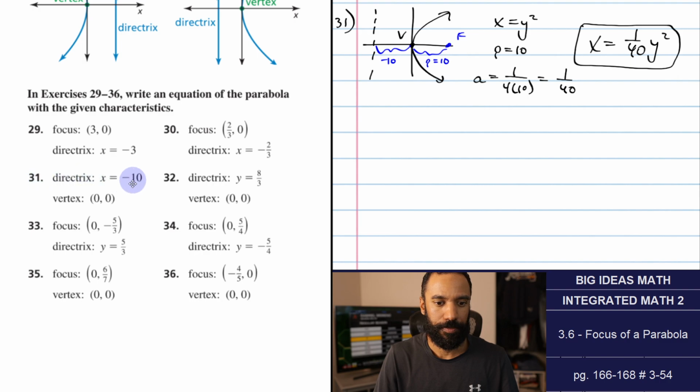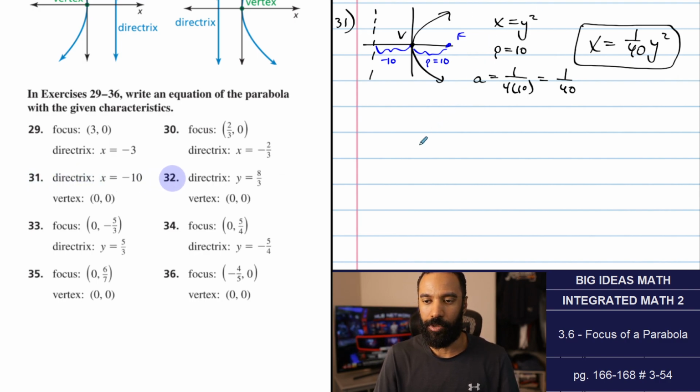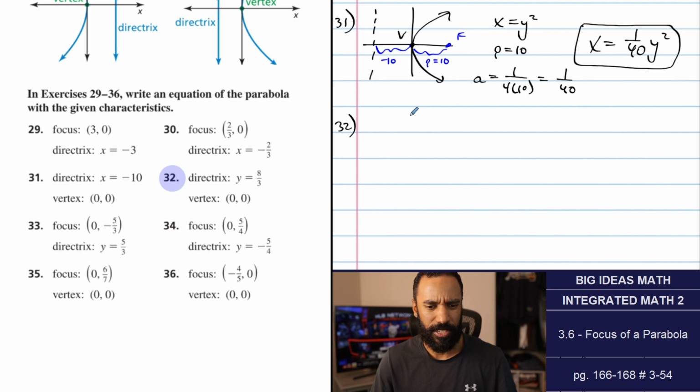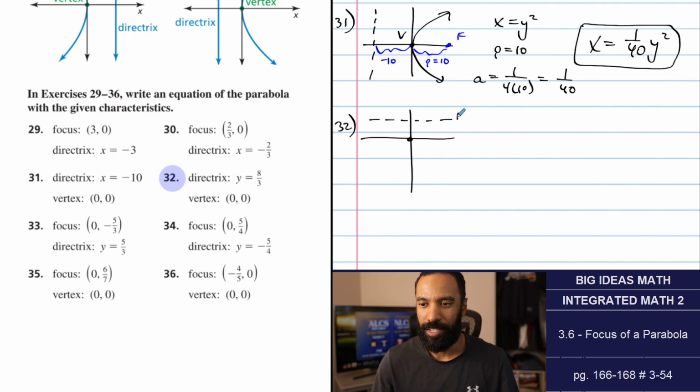Number 32. This time it's a directrix. It's a y equals equation. So number 32, you have directrix, and sorry that I'm not copying these things down again. I guess it's habit for me to label. Oh, I'm not really labeling them either. So I probably should, but the directrix is y equals 8/3. Here's your directrix, and your vertex is at the origin.